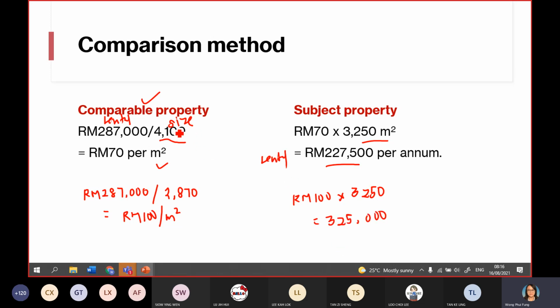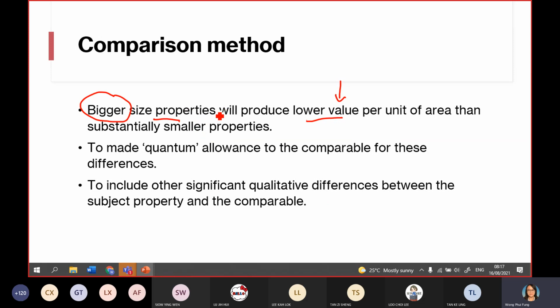Okay, that means if your comparable property is big, you produce more value per meter square. If your property is small, the size is small, but at the end you can see the value here become very big. So that is a limitation. If you use bigger size, you produce smaller value. If you use smaller size, you produce a bigger value. Okay, so that is meant by bigger size will produce a lower value than the substantially smaller property.